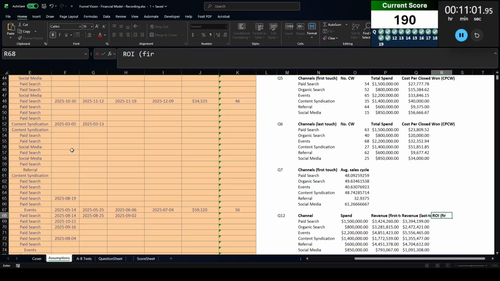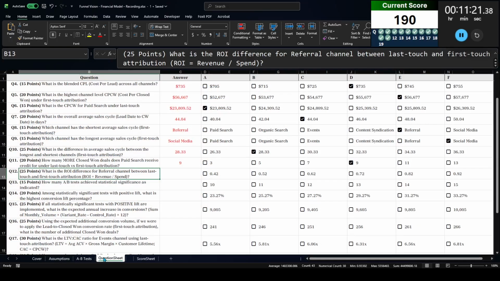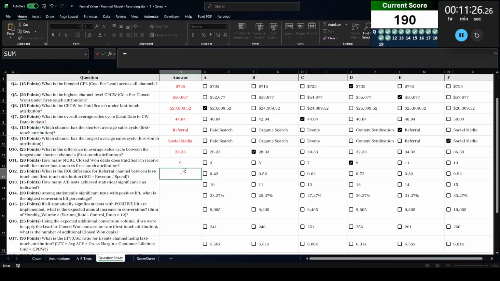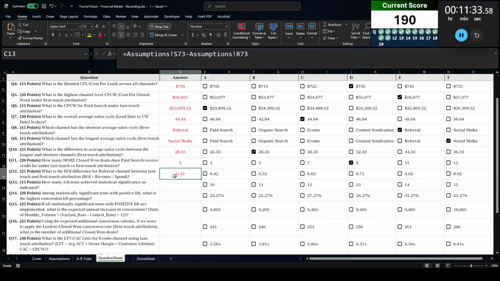Now let's do ROI first touch and ROI last touch. So first touch ROI is going to be revenue divided by spend. So revenue here divided by spend there. And last touch is going to be revenue here divided by spend there. Okay, so we are looking for the difference between last touch and first touch for the referral channel. So referral channel is down here, last touch minus first touch. And I get 0.42 for that difference.